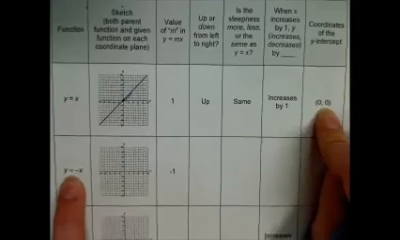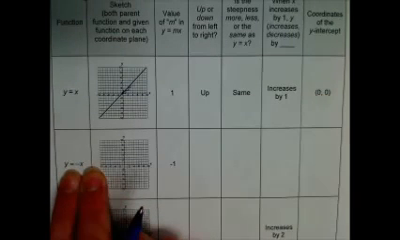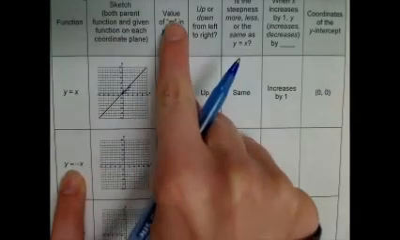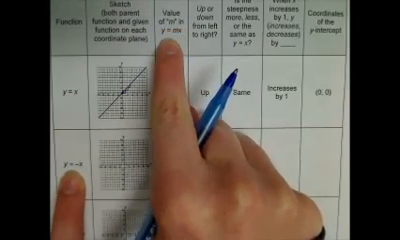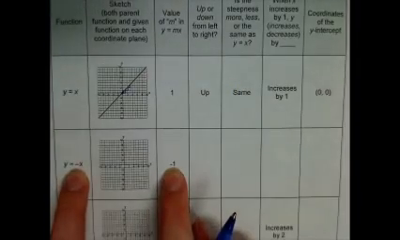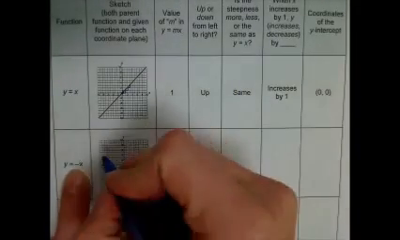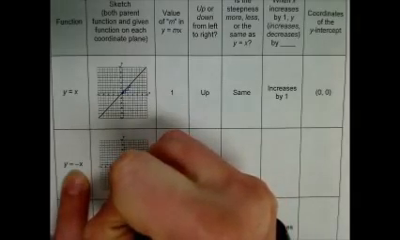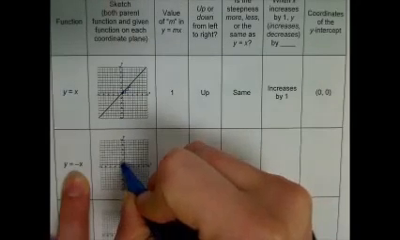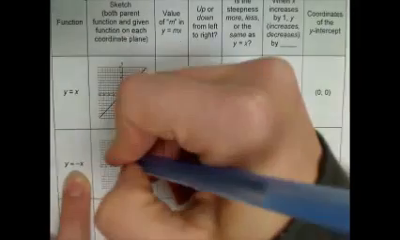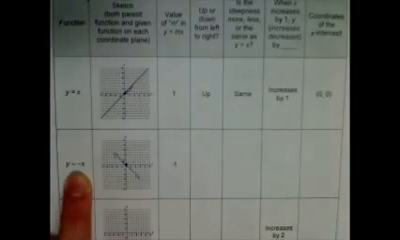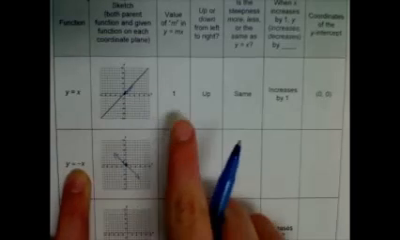So let's look at this next function right here. y equals a negative x. Your value of m in y equals mx is now a negative 1. So I'm going to graph at 0, 0. Now I'm going to go up 1, and I'm going to go over in the negative direction 1. So now your line is going to go the opposite direction. This is now a negative rather than a positive one.